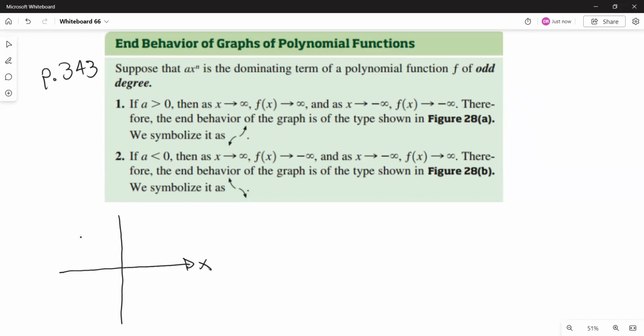We have the graph whenever a, the leading coefficient, is positive and the degree is odd. So the end behavior will be that as x approaches negative infinity, f of x approaches negative infinity. And as x approaches infinity, f of x approaches infinity. And we don't know what happens in between. There might be turning points, there might be zeros, there may be other things, but that's going to be the end behavior. And the symbol is going to be with these arrows.